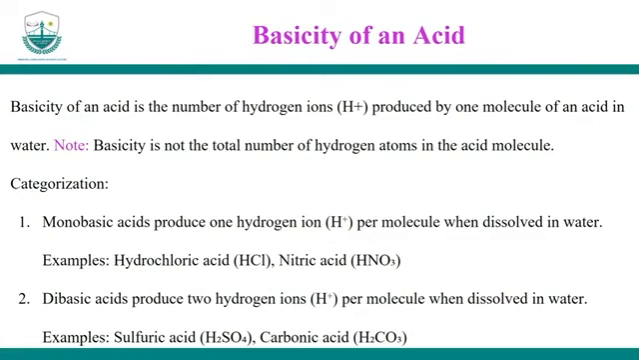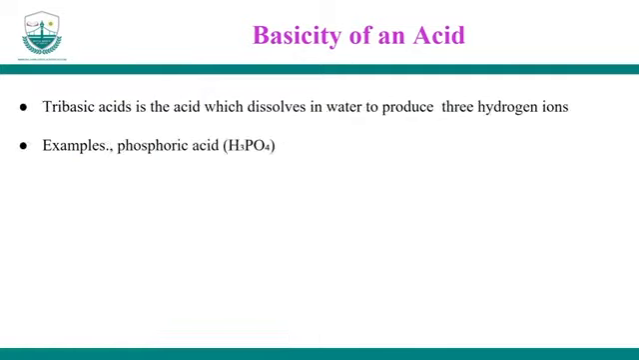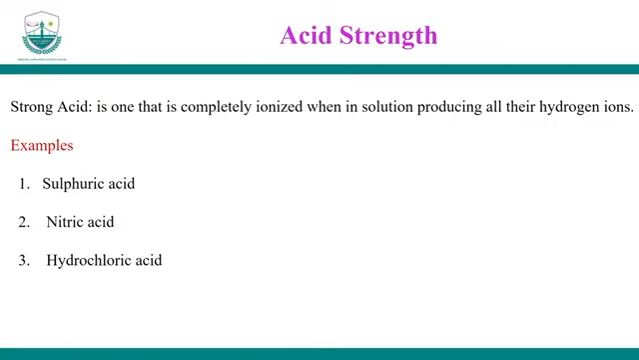So we have monobasic acids. They produce one hydrogen ion when dissolved in water. We have dibasic acids, and then we have tribasic acids, and others that can produce more than three hydrogen ions when dissolved in water. Then we have what we call the strength of an acid.